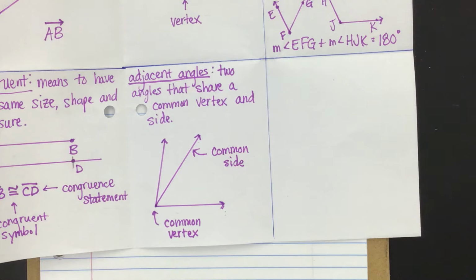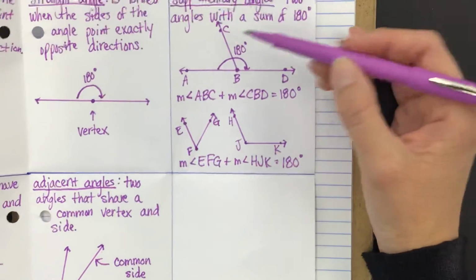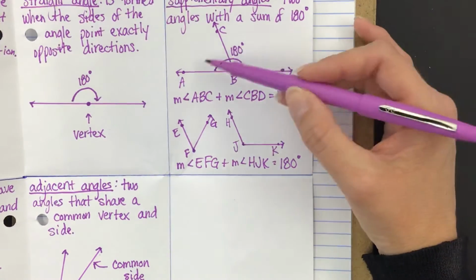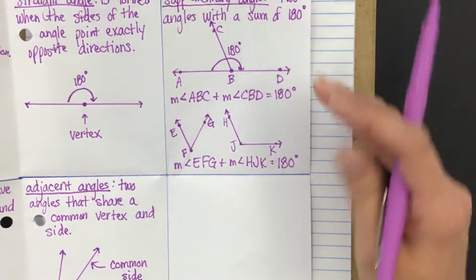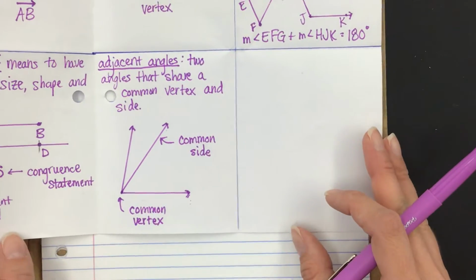Now, some of the problems that we did yesterday, like the one up here on the board, these two angles right here would be considered adjacent because they have a common vertex and a common side. And these two angles right here would be considered adjacent because they have a common side and a common vertex as well, okay? And this supplementary angle problem right here is also considered adjacent because those are connected. They have a common vertex and a common side.